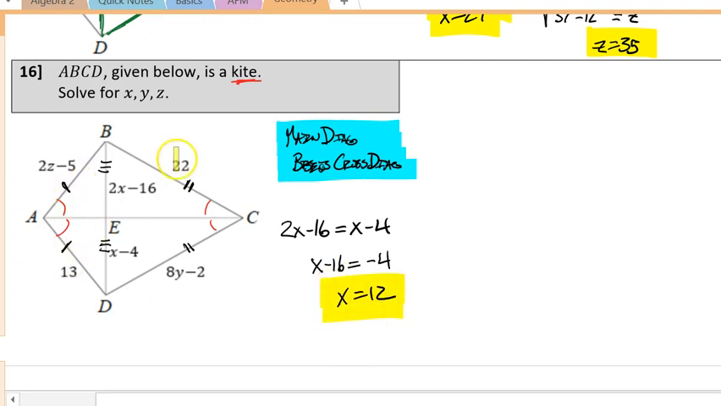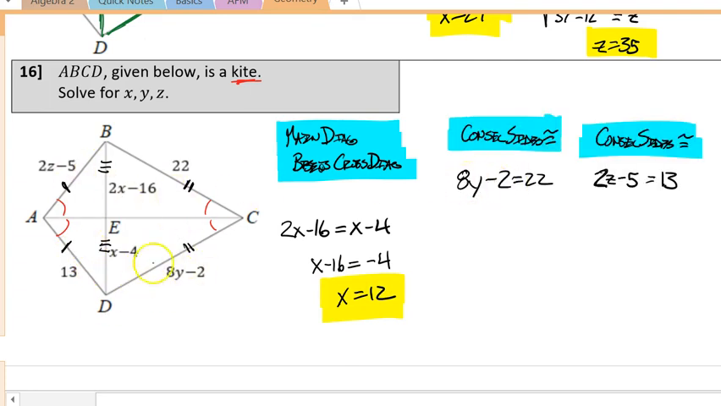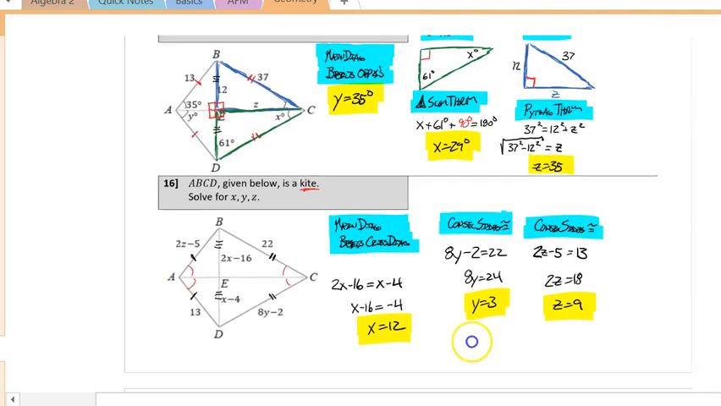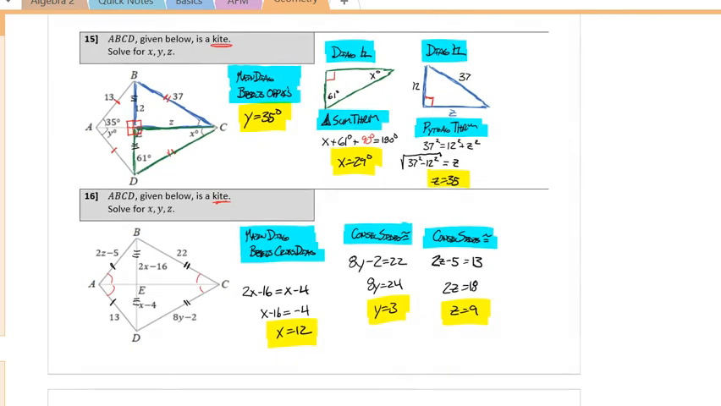Now we're going to use the fact that consecutive sides are congruent to help us solve for y and z, giving us that 8y minus 2 equals 22, and 2z minus 5 equals 13. We'll solve these two-step equations, giving us y is equal to 3 and z is equal to 9. One final note on kites.